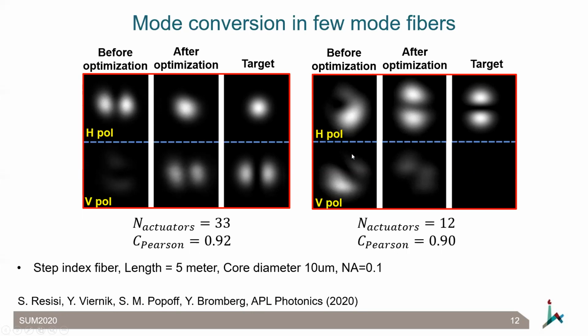So we start with some mixture of H and V polarized light. We wanted to get here just horizontally polarized light in TE mode. And after the optimization, we get something that is very close, with a Pearson correlation of 0.9.